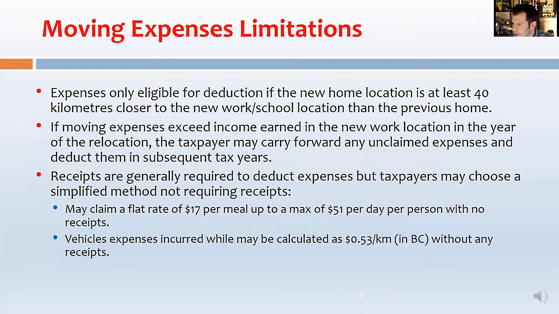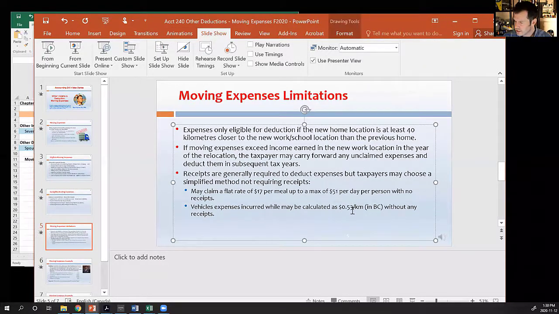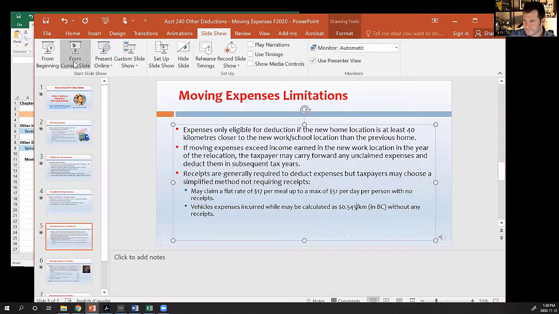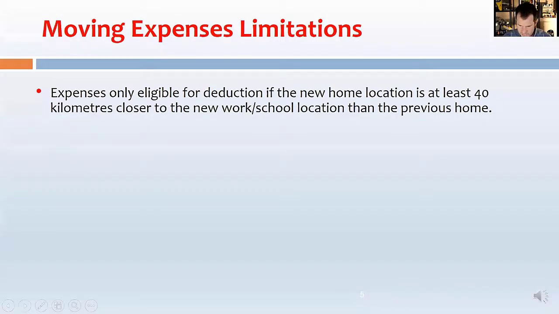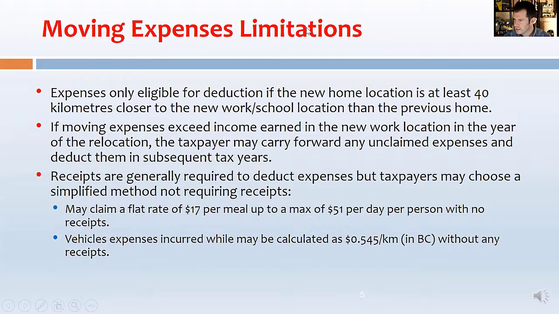Vehicle expenses incurred, well, this says 53 kilometers for BC. These things change every year, guys. I actually changed this in the problem, but this is 54. This is 50. They change every year. Thus the sadness of having to teach tax, because we have to update so much stuff. And sometimes it doesn't make it into the slides.